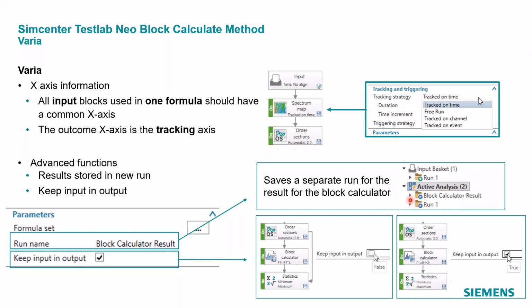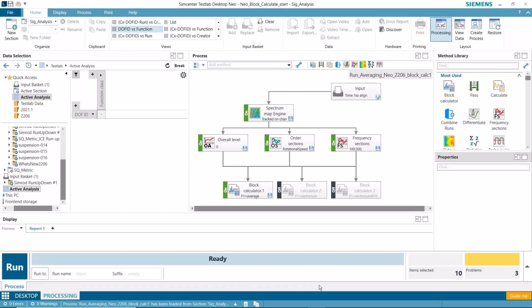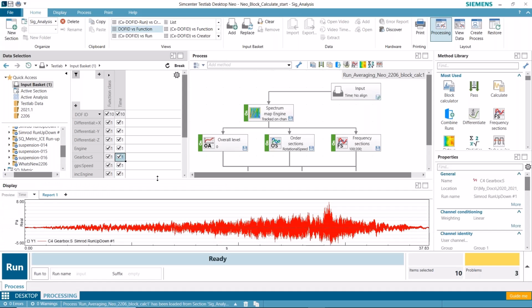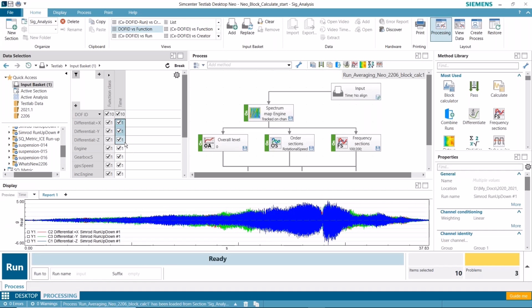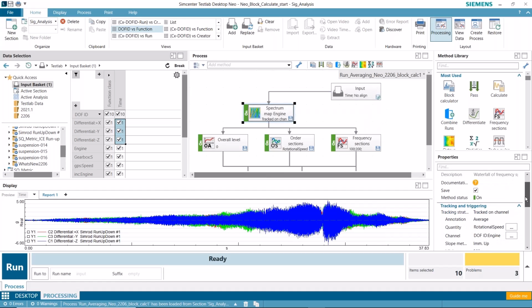And it looks like here's a result of the block calculator result being stored in its own run. So let me show Test Lab. So here's Test Lab, and I have one run in my input basket. So in my input basket, I have one run with a couple of channels. It's got one microphone channel here, a gearbox. And then it's got some accelerometer data. So here I have XYZ, for example, of this differential I'm going to use. And then in my method here, I'm going to calculate a spectrum map, basically tracked on engine speed.